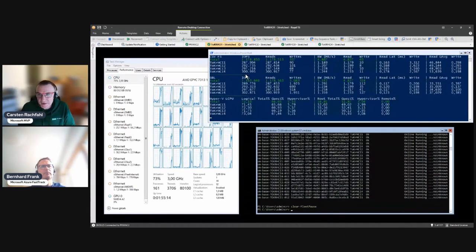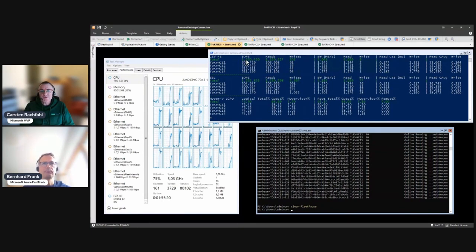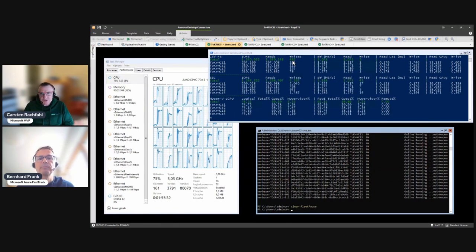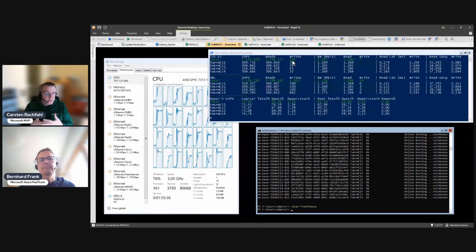And here they are. And this is quite impressive. We have 1.2 million 4K IOPS. Obviously, everything is read, so it's 1.2 million read IOPS and only 100, 200, 400 write IOPS. This is a pure read test.